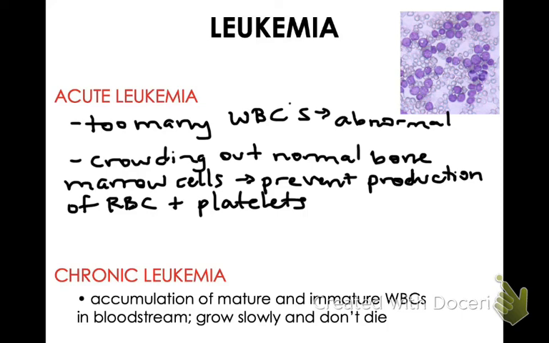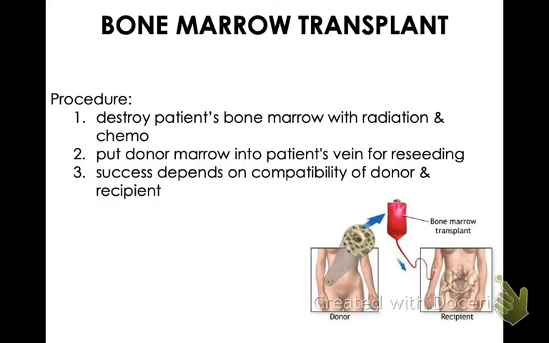Chronic leukemia is something that actually people live with for a very long time. It's very slow growing, and they usually can treat this as it happens. It's not as dangerous to have chronic leukemia. It's more easily treated.